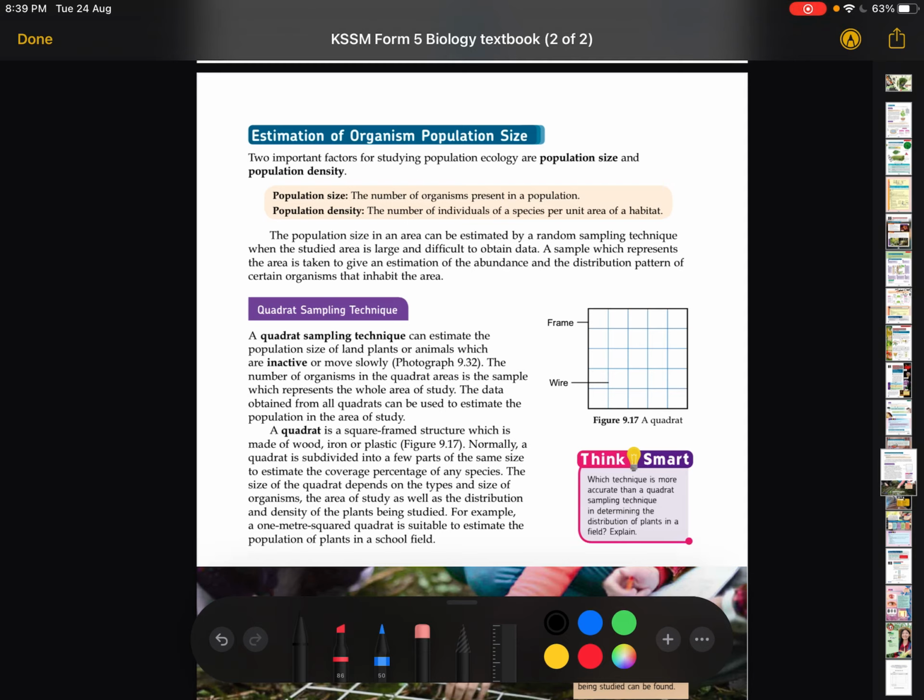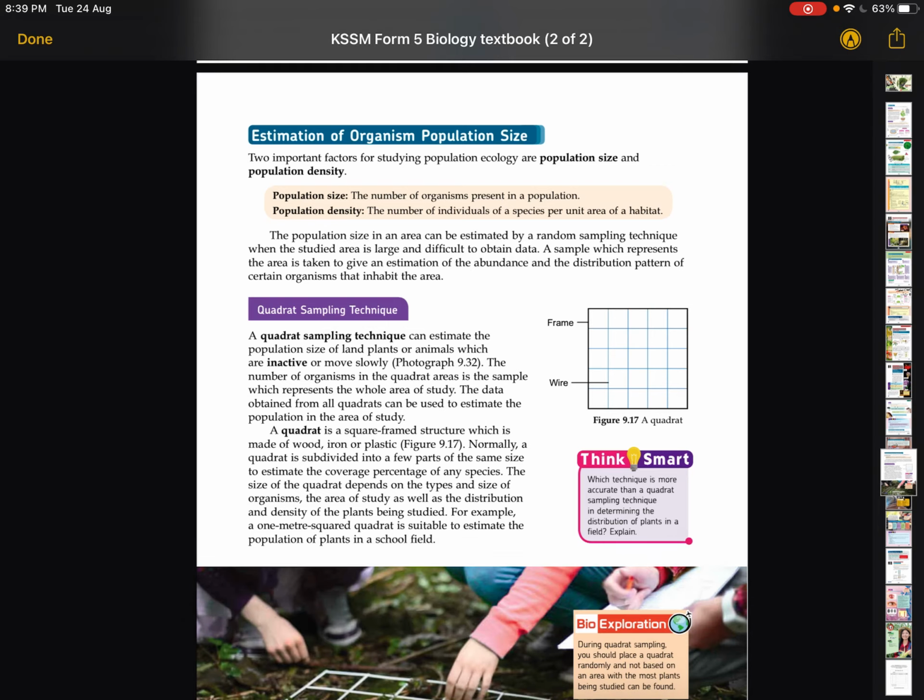Next is, how do you estimate the population size and the density? Size is how many organisms are there. Density is how many organisms per unit area are there. So what are the techniques that you can use to measure the population size and density? Number one, you use quadrat sampling, and number two, you use capture recapture.